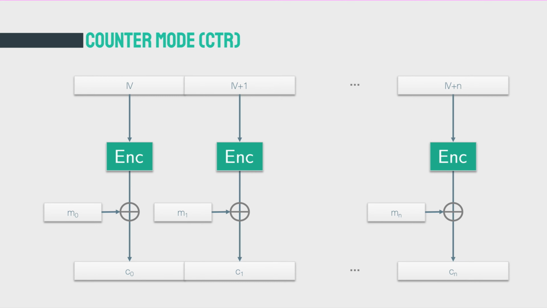Next up is a mode of operation called counter mode. Counter mode is a little bit different than CBC mode. You're never actually putting the plaintext through the encryption function. Instead, what you're doing is encrypting a counter and XORing the result with the plaintext.